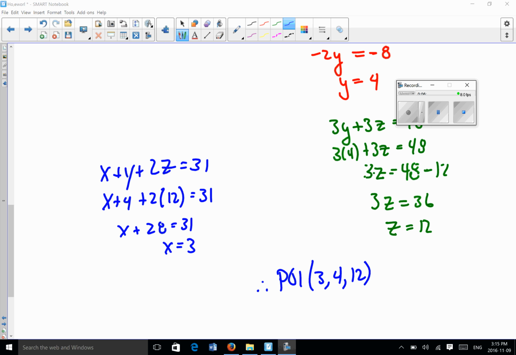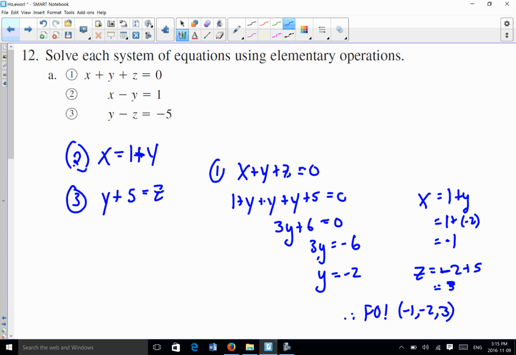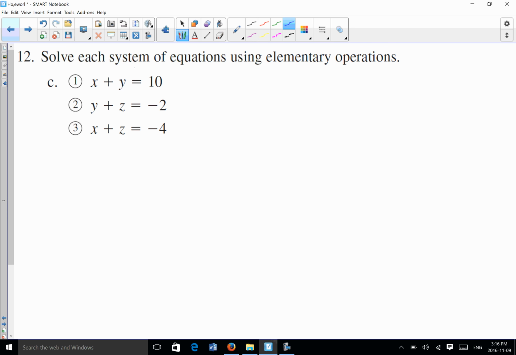Okay, let's look at C, last one. Oh, where's C? Oh, put the number on, 12C. Okay, so solve this using our same old things. Now, good news, these only have 2 letters each, right? So maybe we can use that shortcut idea we started with.